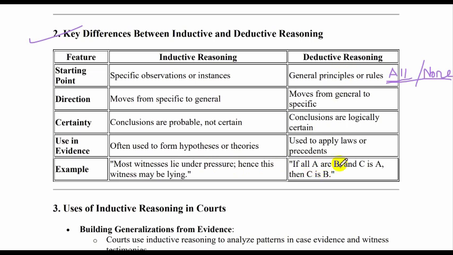If all A are B and C is A, then C is B. Basically, we are substituting A in this particular premise. So A is B, we know that, and C is A. So we also say that C is B. You can read this 2-3 times just to understand this if you haven't.